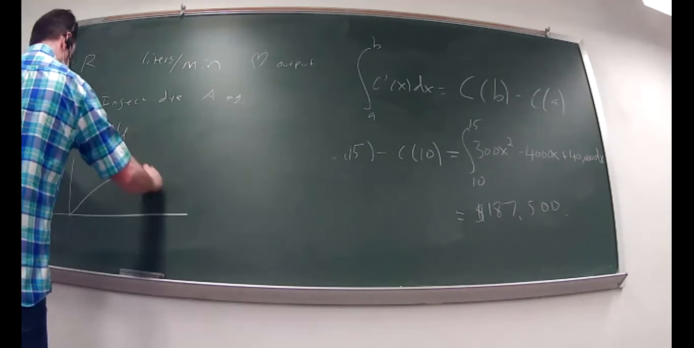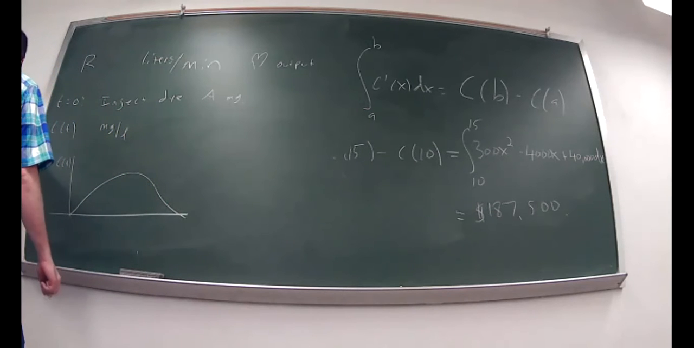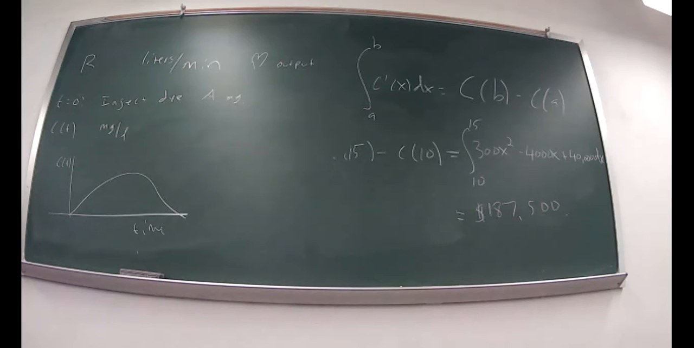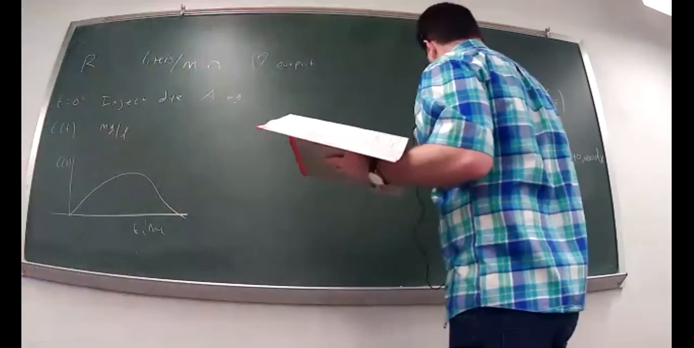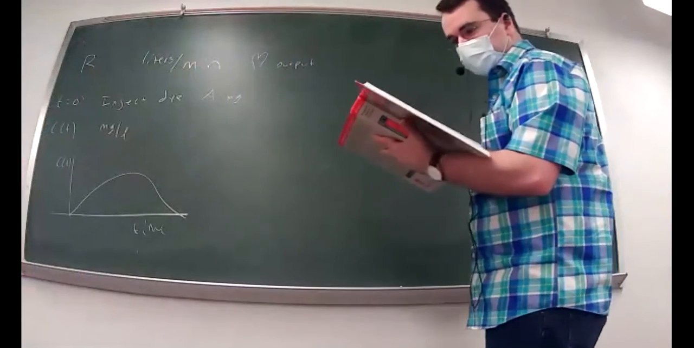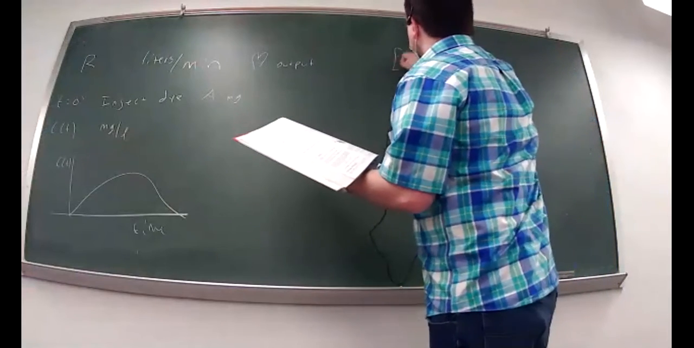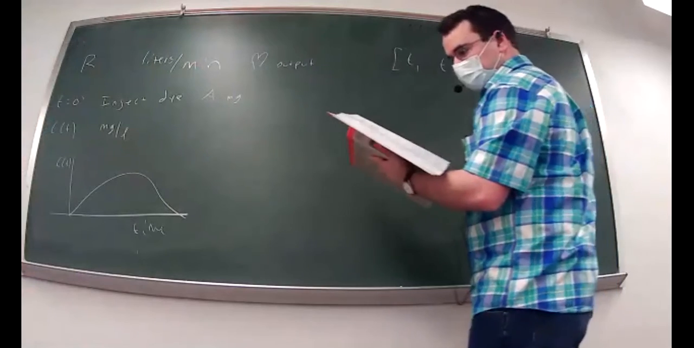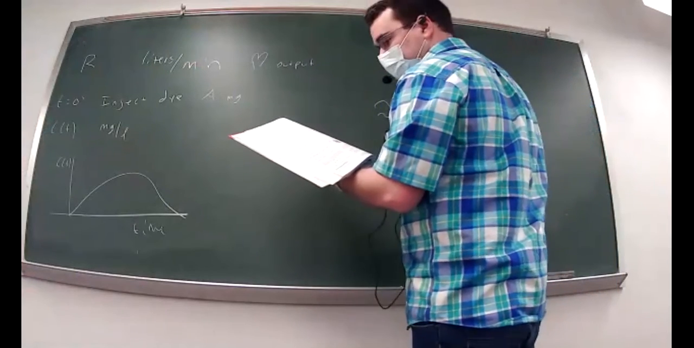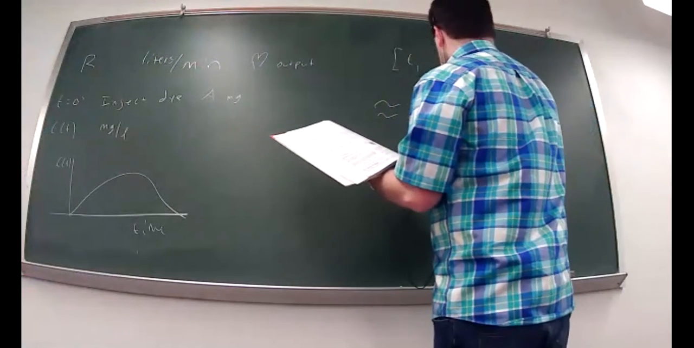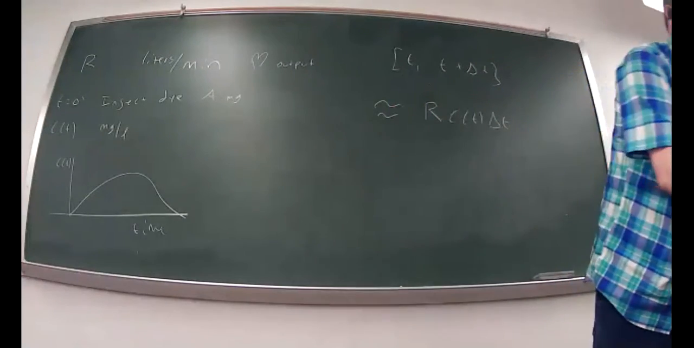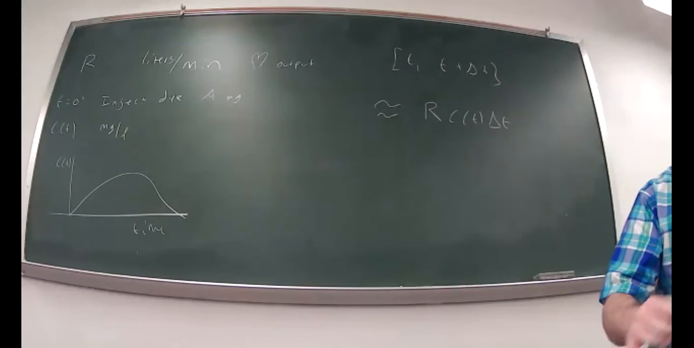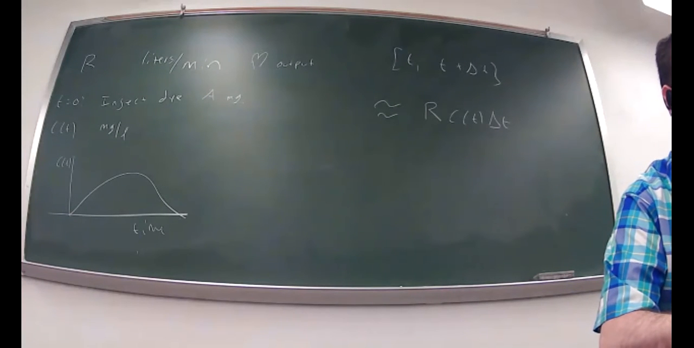You get these little charts where you've got the concentration on the y-axis and time on the x-axis. Part A says explain why the quantity of dye pumped out in a small time interval from t to t plus delta t is roughly equal to R times C of t times delta t. See if you can put all that together for a minute, and then I'll come back and discuss too.